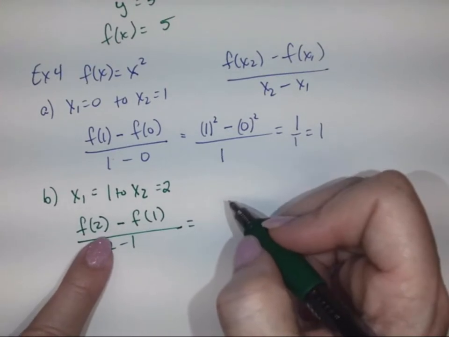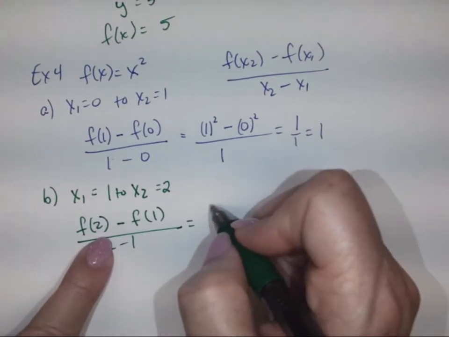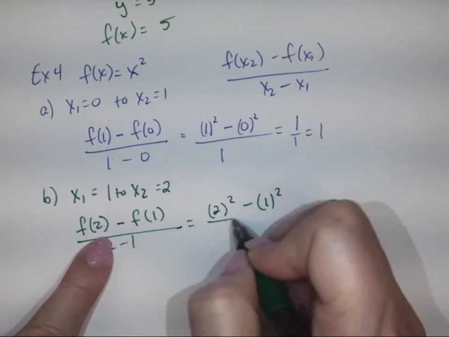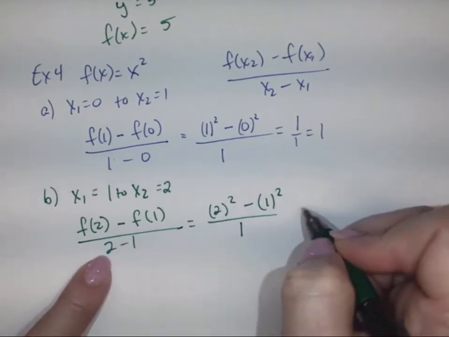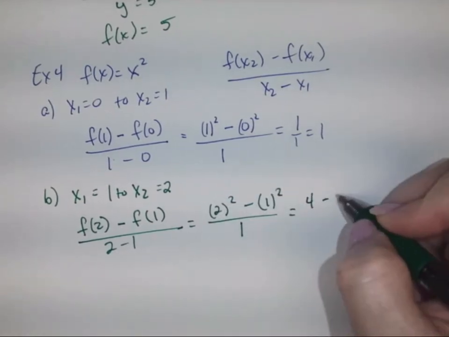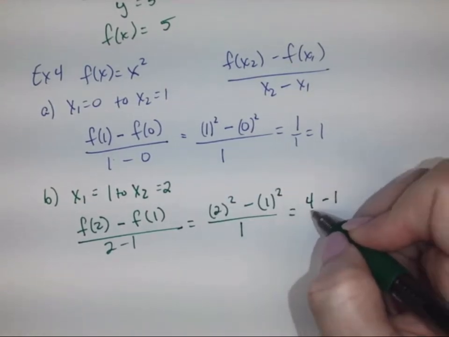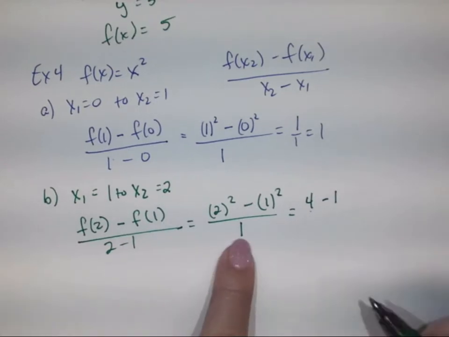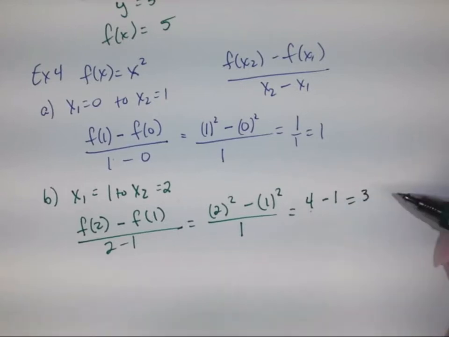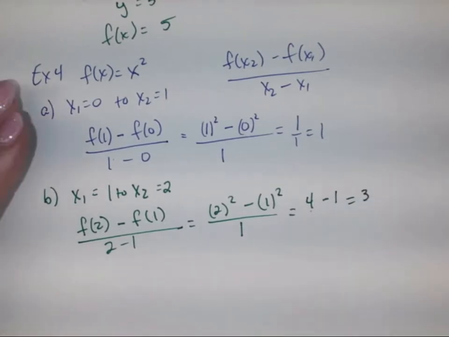So 2 going into our x squared will be 2 squared minus 1 squared. 2 minus 1 will still get us 1. 2 squared is 4 minus 1 squared is 1 all over 1. I don't really need to write the 1 because all over 1 is not going to change anything. 4 minus 1 will get us 3. So that would be your answer there.